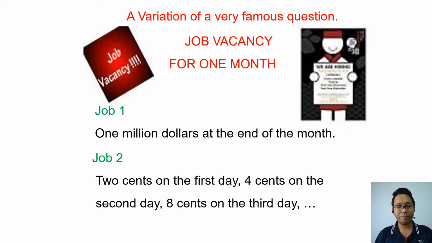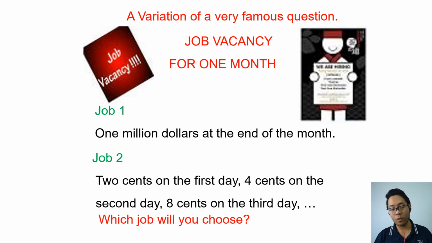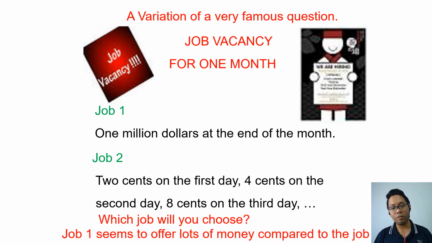Normally it stops here, and they will ask you which job you will choose, because according to job 1 and job 2, job 1 seems to offer lots of money compared to job 2. Sorry, my face is blocking. This is a variation of the very famous question I mentioned just now. Normally it's a king who offers this guy something for doing a job, and asks what he wants as a reward. The guy said, okay, put 2 rice on the first square of the chessboard, the second square 4, and so on. So this is a modern context variation.